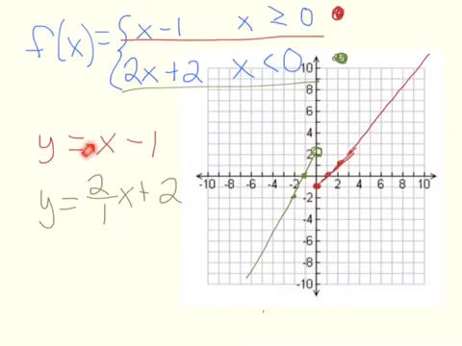So treat these just like you do regular equations, just how you know how to graph regular equations, and then you're just going to erase the part of the graph that it is not referring to here. And that is how you get your two pieces of the graph.